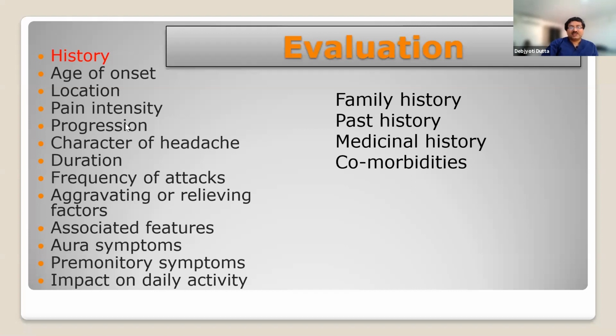In history, you need to evaluate when it started, the age of onset. Then location: is it primary unilateral, or bilateral, or global? Pain intensity, progression, how it is progressing. Every type of headache has its own pattern. Sometimes the patterns are overlapping.